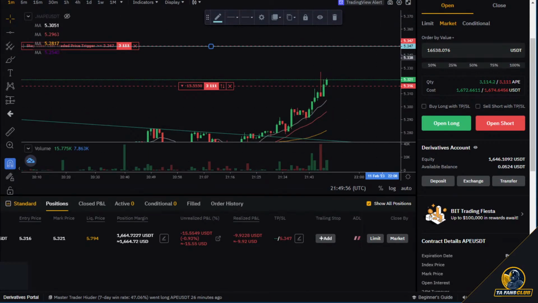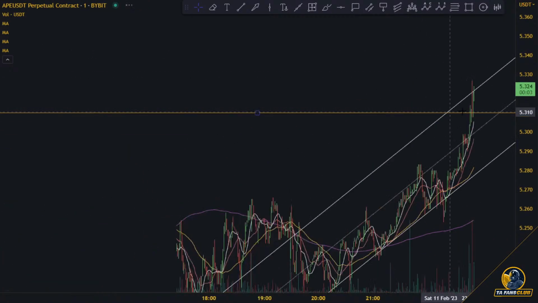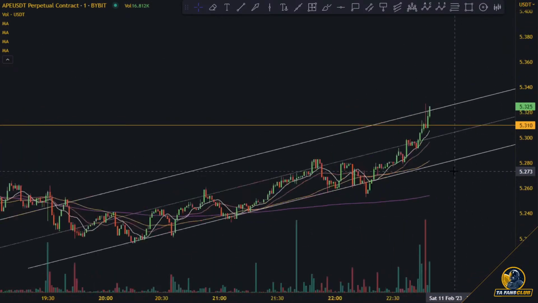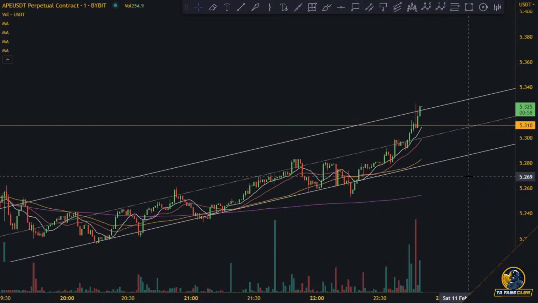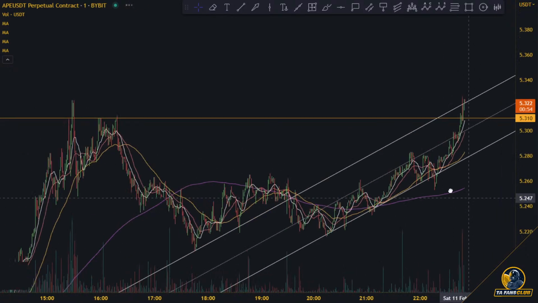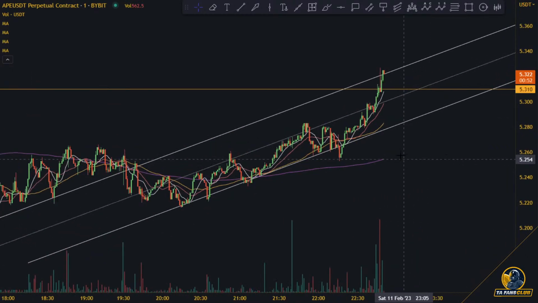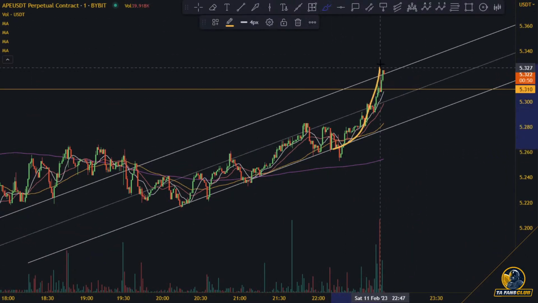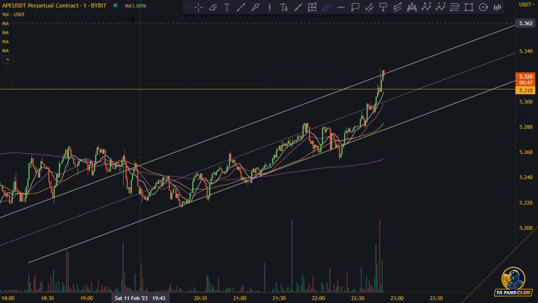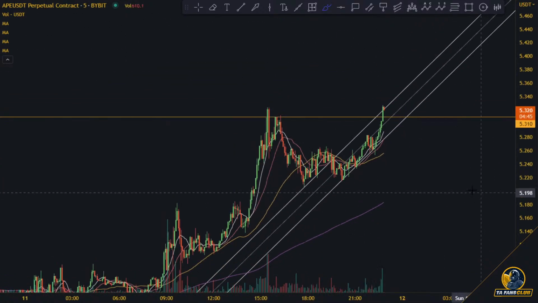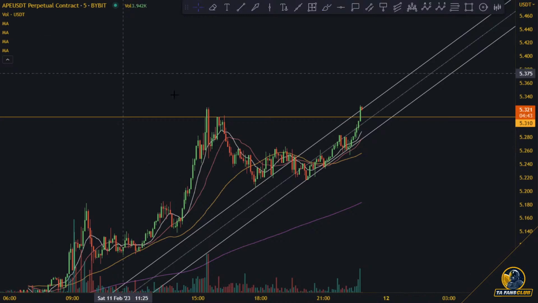Can still pump. It goes out of the channel. How can you go out of the channel after this pump, man? I don't get it. Okay, but too early to short for my blood. How can you go out of the channel? You just pumped from the bottom towards the top, and you still want to go out of the channel. I don't get it.